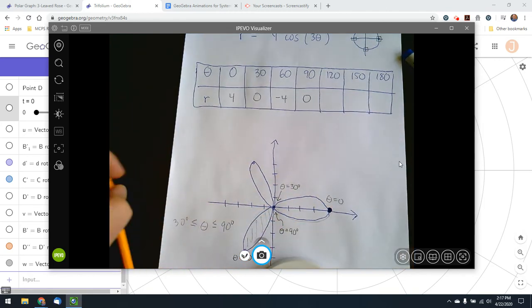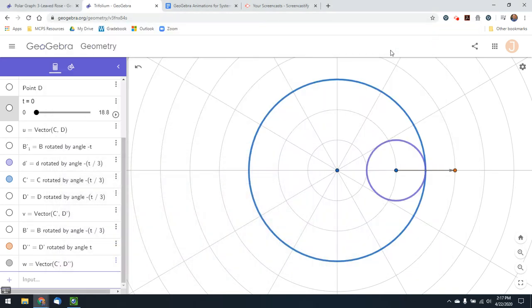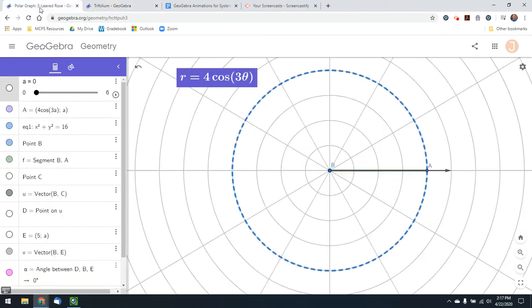Let's go ahead now and make a connection and check our work. So we think it's between 30 and 90 to get this petal. Let's see if that's confirmed by using our GeoGebra app. So here again is the equation, 4 cosine 3 theta. And we saw when theta was 0, there it was at the start.